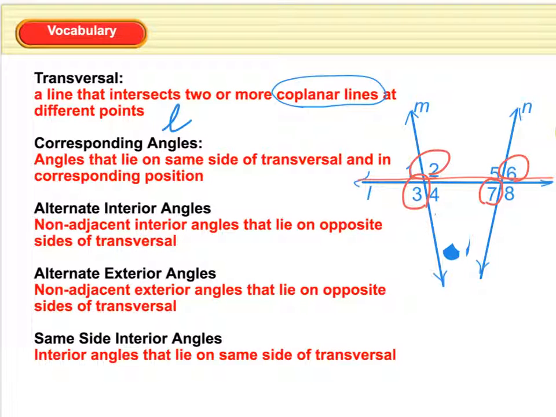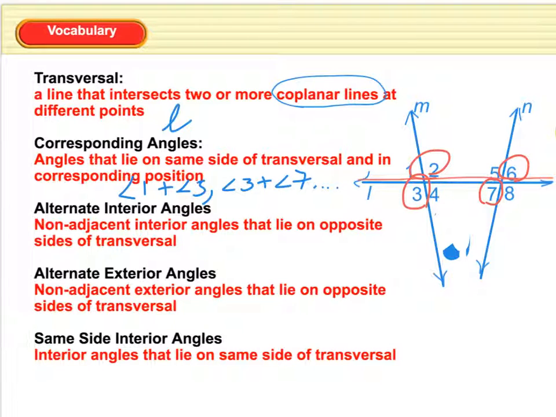Corresponding angles, let's give some examples. If the angles lie on the same side, it would be angle 1 and angle 5, or angle 3 and angle 7 as two examples. There are more examples after that.